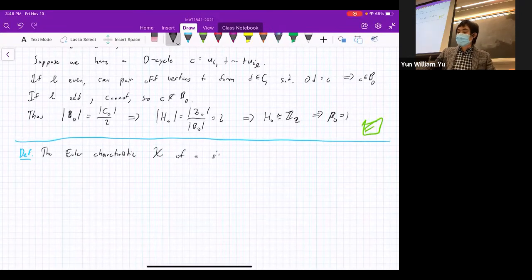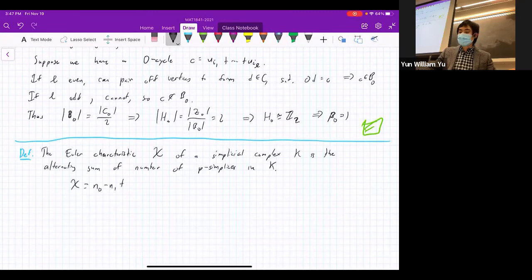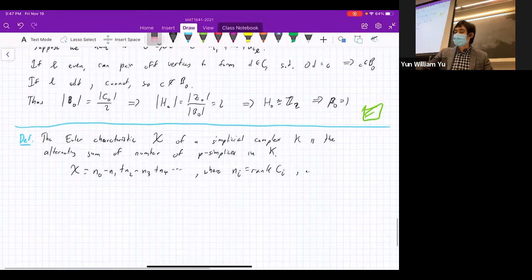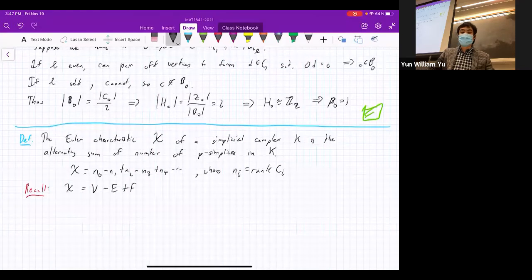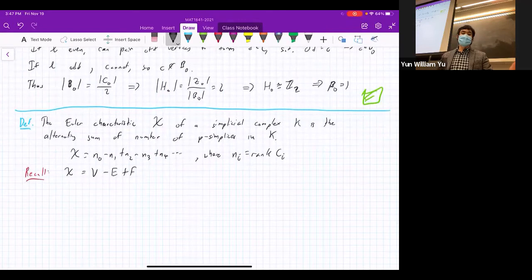of a simplicial complex K is the alternating sum of the number of p simplices in K. So chi is equal to n0 minus n1 plus n2 minus n3 plus n4 and so on, where ni is equal to the rank of Ci in your complex, because that's just the number of i simplices or p simplices. You may have seen this in a slightly different form in 3 dimensions, where the Euler characteristic is the number of vertices minus the number of edges plus the number of faces. For a 3D solid, that's something you may have seen before. This is just a higher dimensional generalization of it as a characteristic of a simplicial complex.